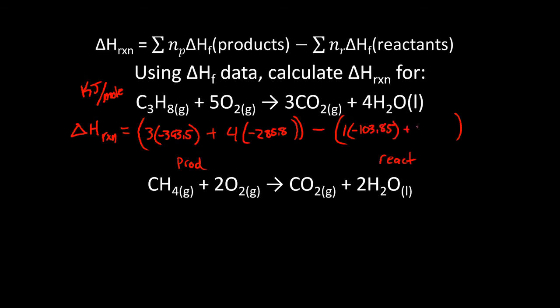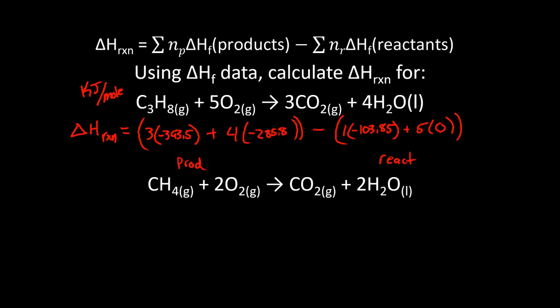And then the oxygen, which I have 5 of. If you look that up on the table, you'll find it is 0. If you have something that is already in its elemental form, there is no heat of formation for it, because it doesn't need to be formed. It is already in its elemental form, so it is 0. All right, so we have our values here. All we have to do is add them together.